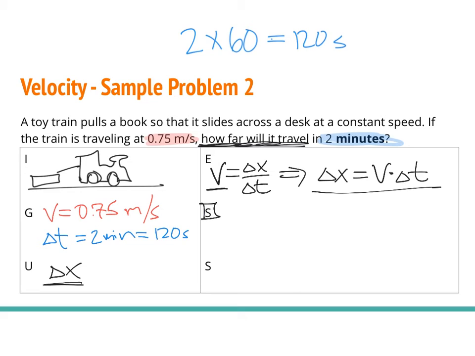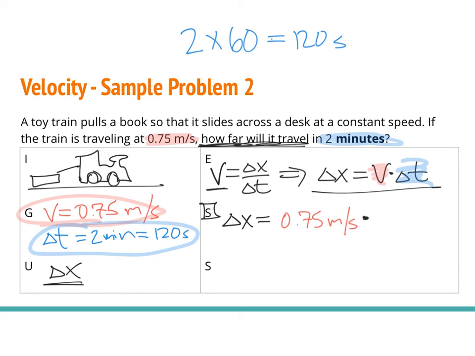And now for the s right here, we're going to substitute. Just going to plug numbers in. We're looking for delta x, so we leave it alone. We put that it equals v times delta t. So for v, we had 0.75 meters per second. So I'm going to write 0.75 meters per second times delta t. Delta t is 2 minutes or 120 seconds. So I'm going to put times 120 seconds.